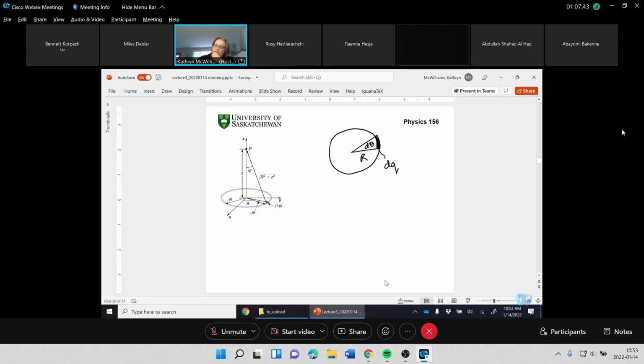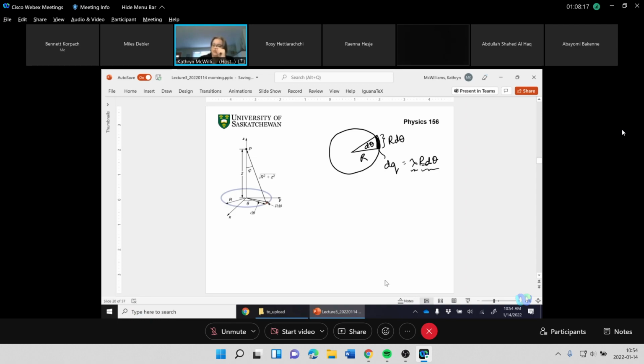It's equal to lambda times some length. This is the arc length, a little arc length of a circle. Remember, arc length is r, the radius, times the angle. That gives you the arc length of a circle, which should hopefully be something you know. So this is our density, and this is our little infinitesimal length of the circle. That gives us our little charge that we want to deal with.